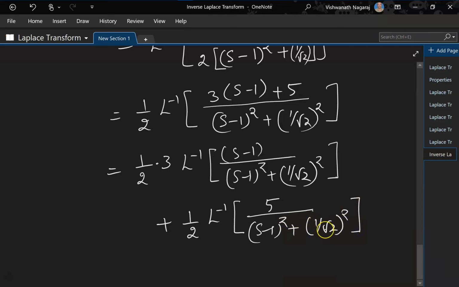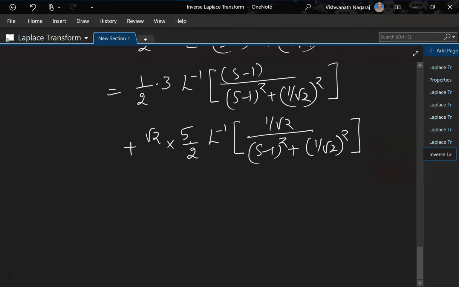Now again, we want 1 by root 2 on top. So how do we take care of that? How do we make this 1 by root 2? Let's remove this, take it out. So 5 by 2, and I put 1 by root 2 times root 2. So 1 by root 2 into root 2 will get cancelled out, and this 5, if you take it inside, remains 5. Okay, so we have balanced it.